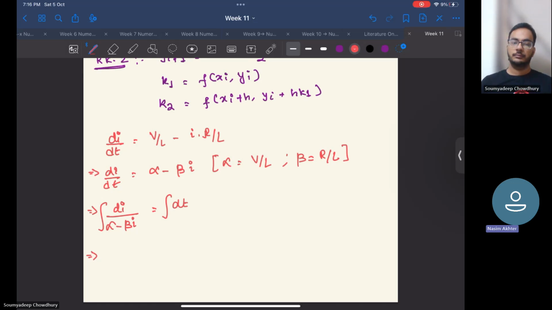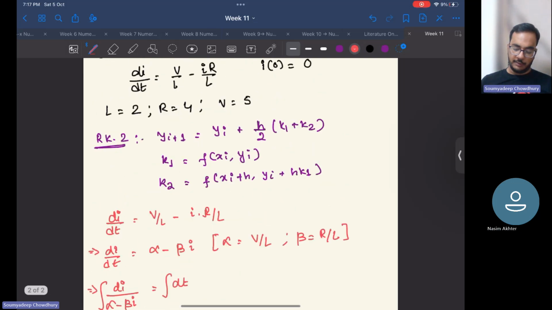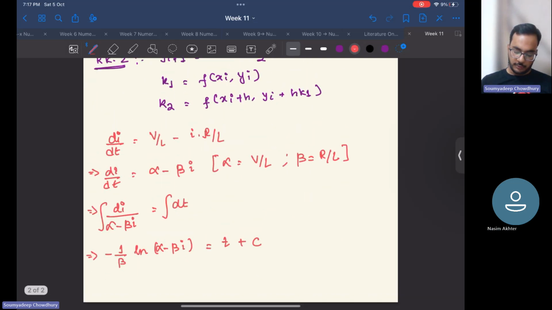It will be natural log of alpha minus beta I, and one more term will come, minus 1 by beta, the differential upon alpha minus 1 by minus beta, equal to t plus c. So your initial condition is given, I of 0 is 0. Now, if we substitute using the initial condition, we can find the value of C.